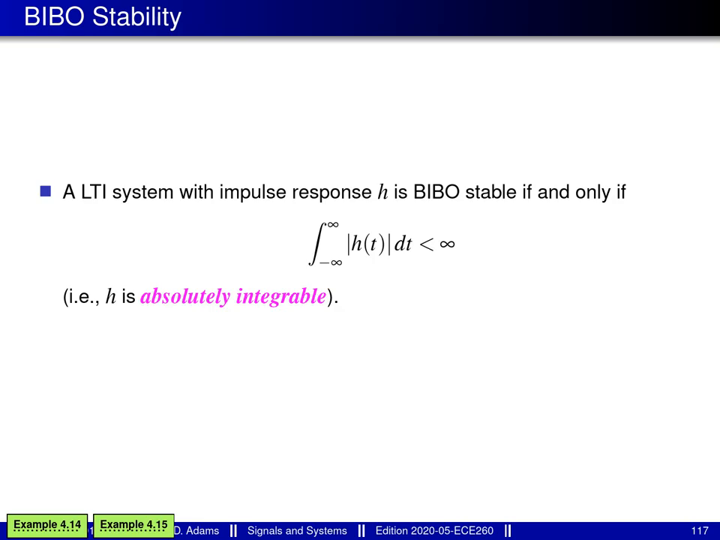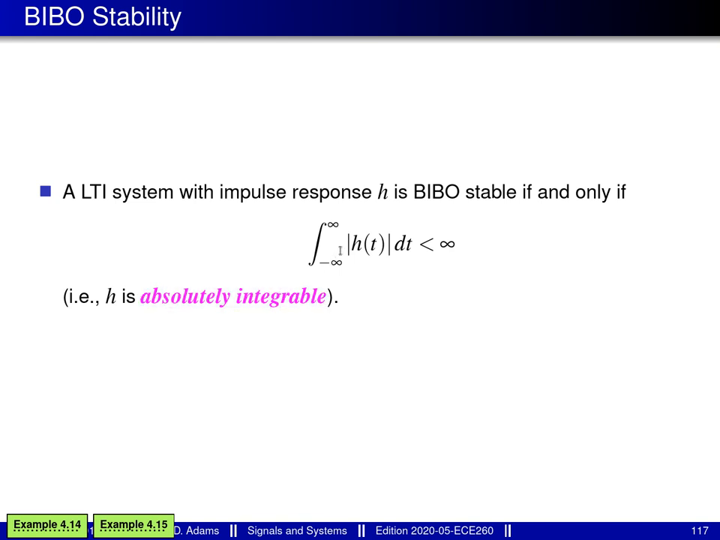The next system property that I need to discuss in the context of LTI systems is BIBO stability. In particular, what's of interest here is how the BIBO stability property manifests itself in the impulse response of a system. And in this regard, we have the following result. An LTI system with the impulse response h is BIBO stable if and only if this condition is satisfied. This condition is sometimes referred to as the condition of absolute integrability. In other words, the function h is absolutely integrable.